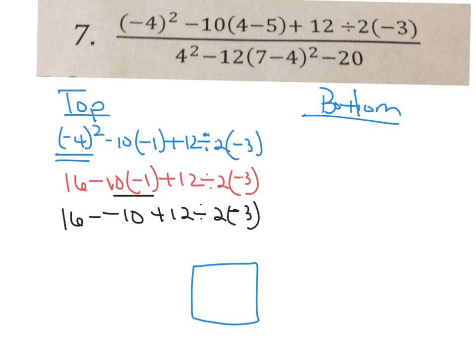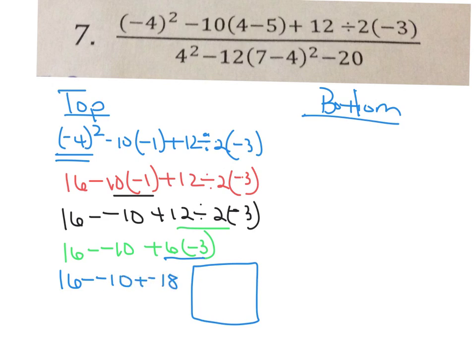Okay, now this is again where you need to make sure you do the division before the multiplication because it comes first. 12 divided by 2 is 6, so now I've got 16 minus negative 10 plus 6 times negative 3. Again, I'm not going to touch any of my addition or subtraction yet. I got to finish up my multiplication. 6 times negative 3 is negative 18, so now I've got 16 minus negative 10 plus negative 18.